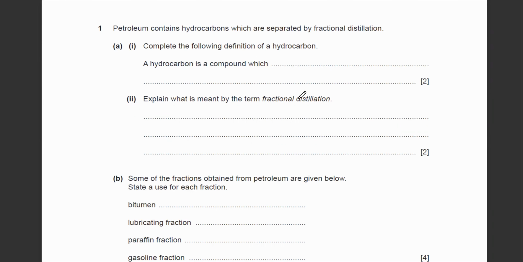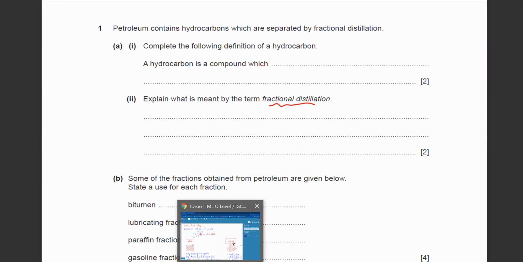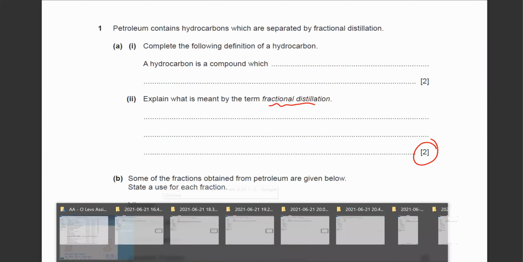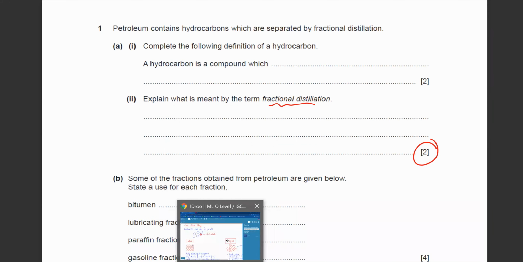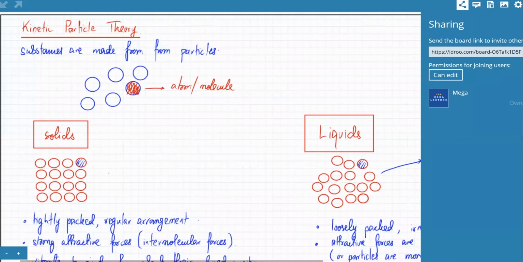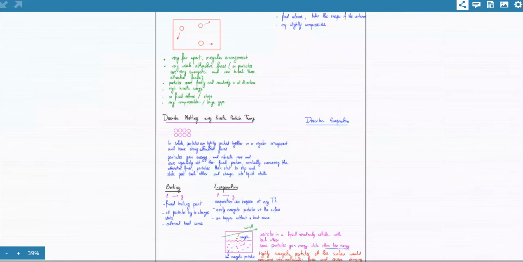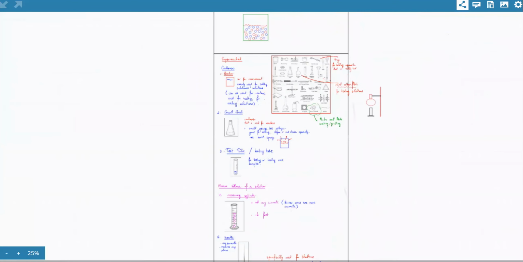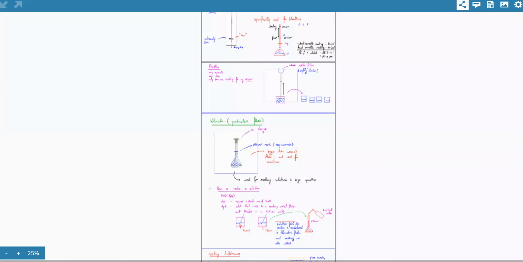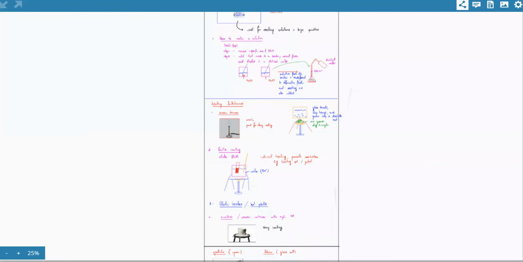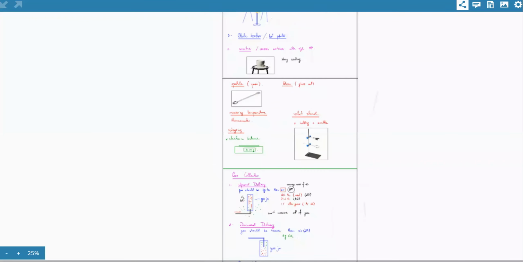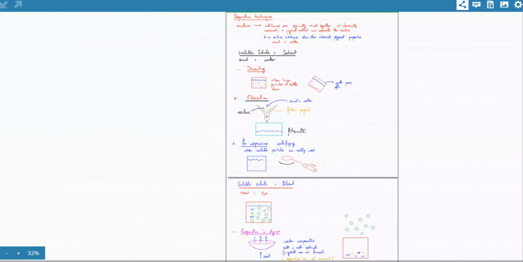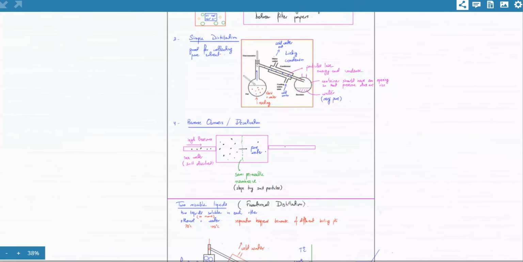Explain what is meant by the term fractional distillation. So, what was fractional distillation? It's a two-mark question, and you have to use words to actually describe that. Fractional distillation is a technique where you separate substances. Is it the separation of mixtures? It is a separation of mixtures, but which one?